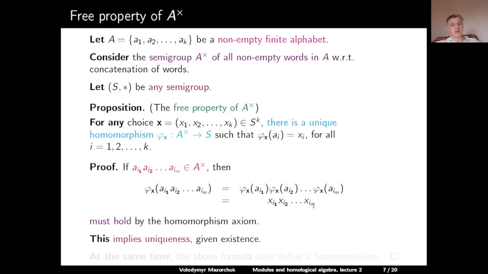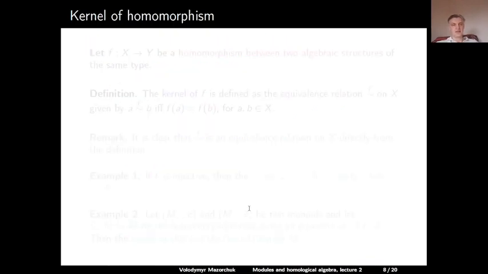So this implies that if phi_x exists, then it is unique, because it is uniquely defined on each element in A cross. At the same time, the fact that this formula defines a homomorphism is trivial, and this completes the proof of the proposition. Now let us discuss the notion of the kernel of a homomorphism.